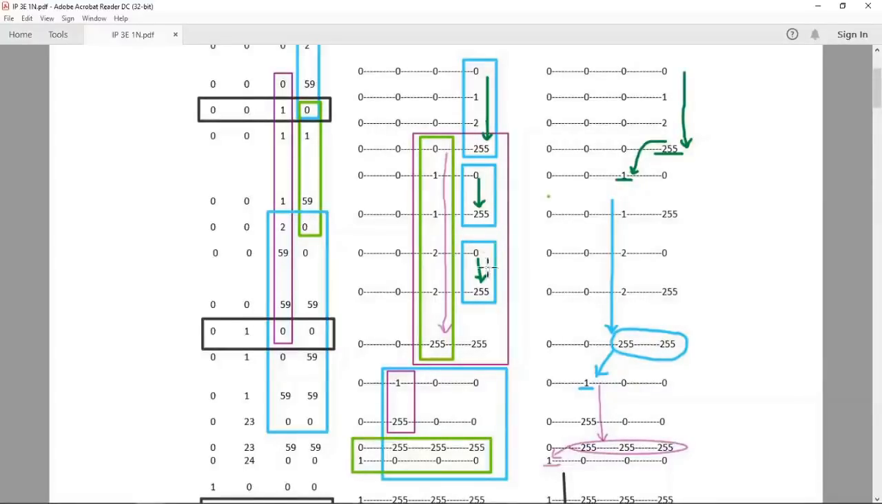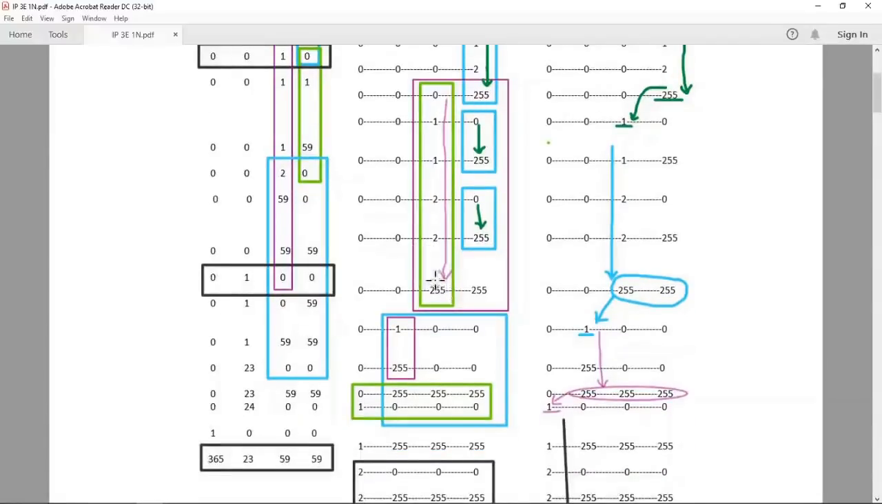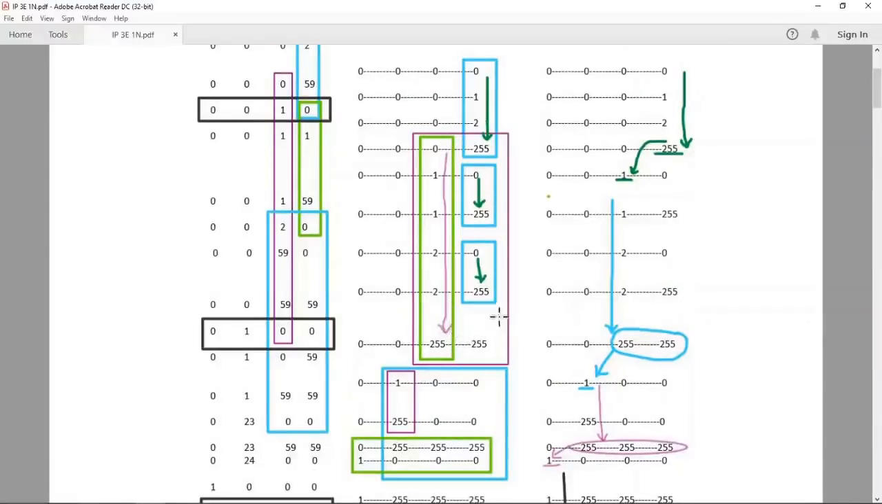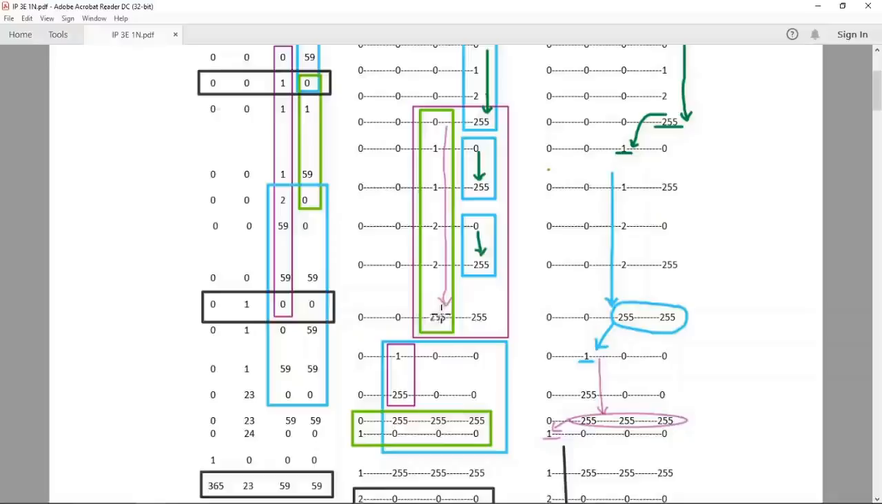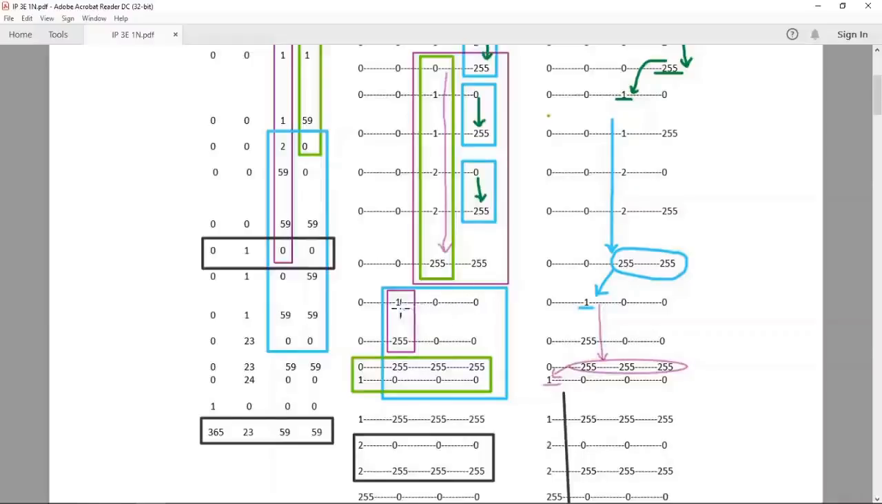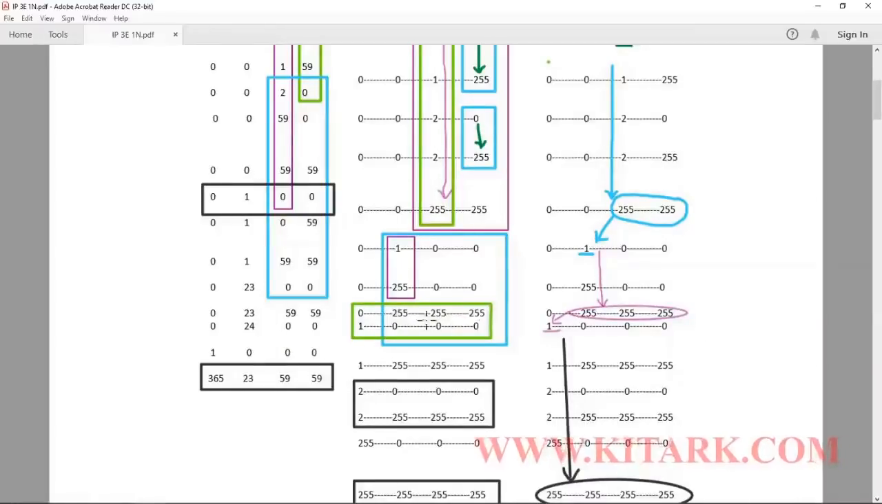Then again from 3 it goes up to 0 to 255. Likewise, until both the third and fourth octets become 255. The second octet remains at 0, right? So once both the third and fourth octets become full, like 255, 255, then the second octet turns into 1 and the third and fourth octets become 0, right? Then likewise the same process repeats until you get all 255 for the second, third and fourth octets.